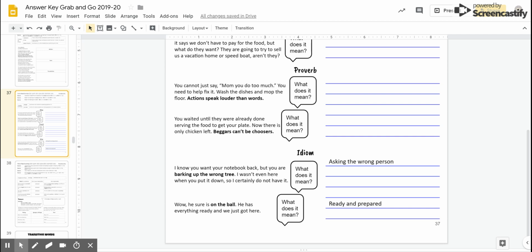So these idioms, they're in writing. You need to be able to look at it and say, someone isn't literally barking up a tree or standing on a ball, but I should use what that means to understand the rest of what is being written.